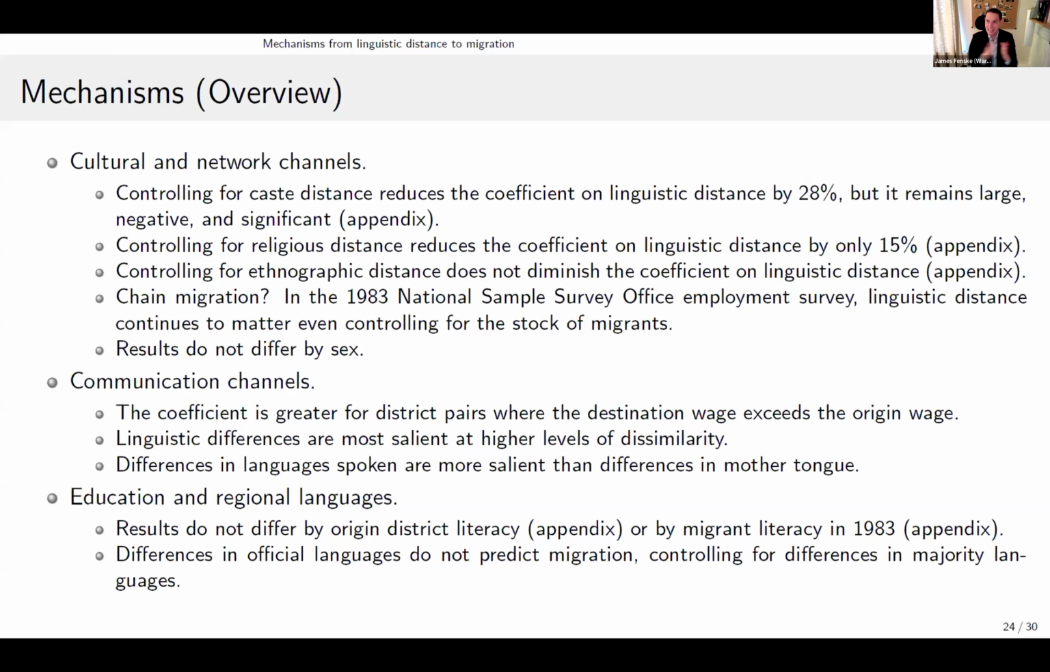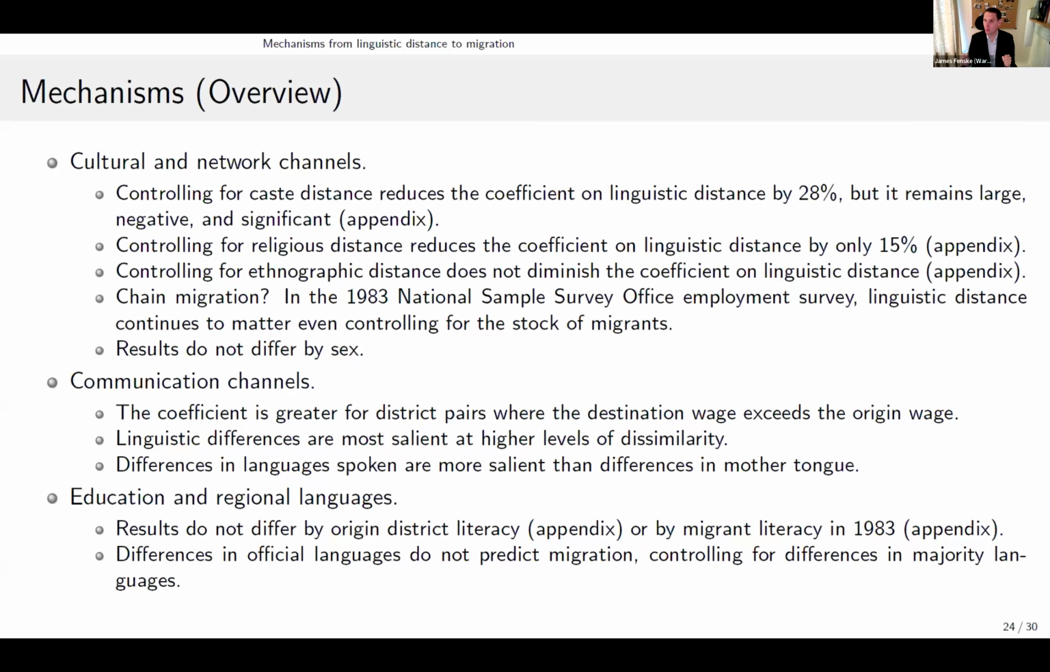And we can create an index of the dissimilarity between two districts in these ethnographic measures of culture, controlling for them doesn't do all that much. Now, could this be not about language qua language, but about having a set of speakers that exist in a district that facilitate chain migration? Does the stock of migrants explain away the effect of language?